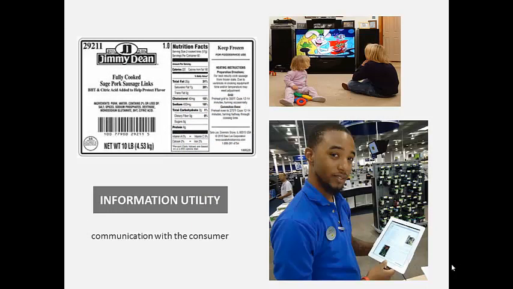Information utility involves communication with the consumer. Salespeople provide information to customers by explaining the features and benefits of products. Displays communicate information too. Packaging and labeling inform consumers about qualities and uses of products. Advertising informs consumers about products, tells them where to buy the products, and sometimes tells them how much the products cost.